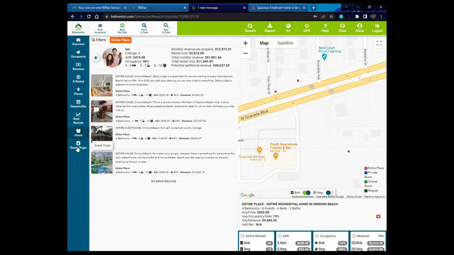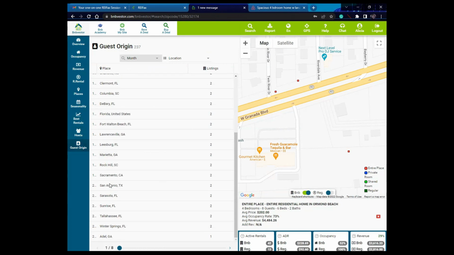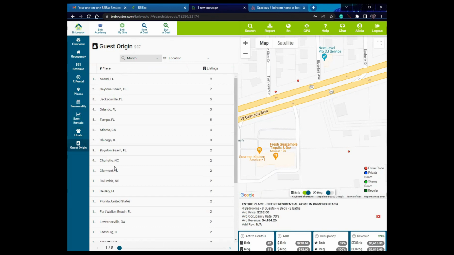And I can see also where the guests, the people that are booking these properties, come from. We have people from Miami, Daytona Beach, Jacksonville, Dayton, Charlotte. No, actually in this area, they're almost all local people, local being from the actual Florida. We only have some from Georgia, Illinois.